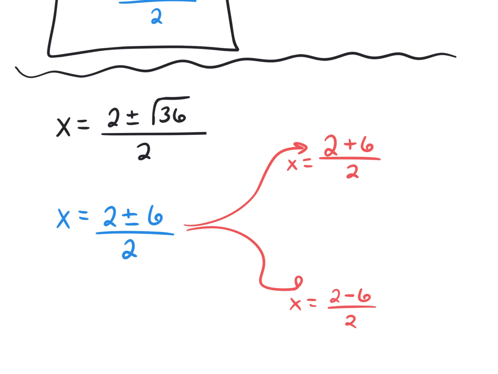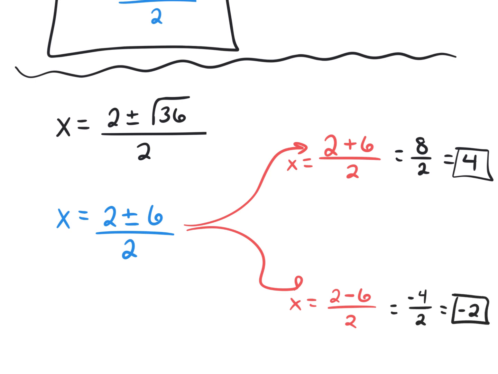So if we solved, what is 2 plus 6? 8 divided by 2 is 4. So one of our solutions is 4. 2 minus 6? Negative 4. Divided by 2 would be negative 2. So this is our other solution there.